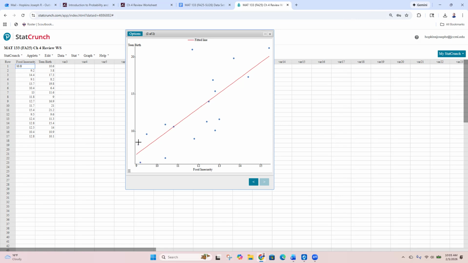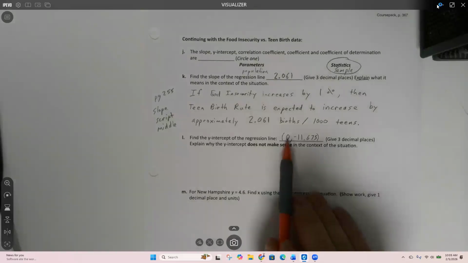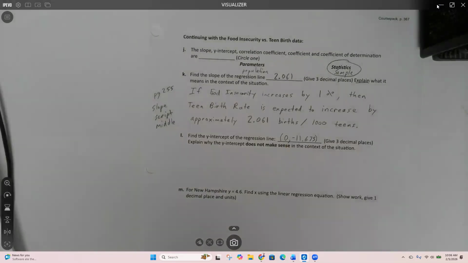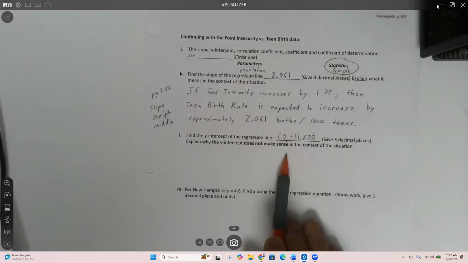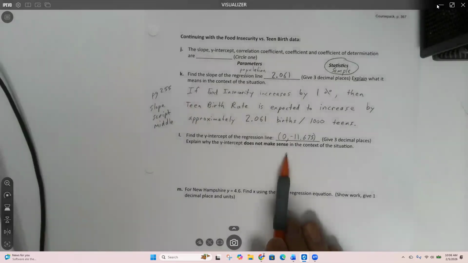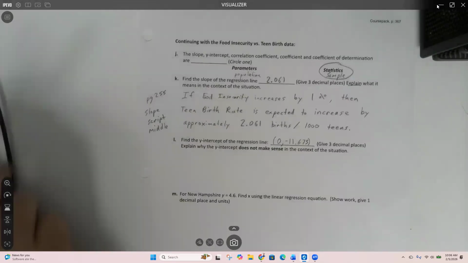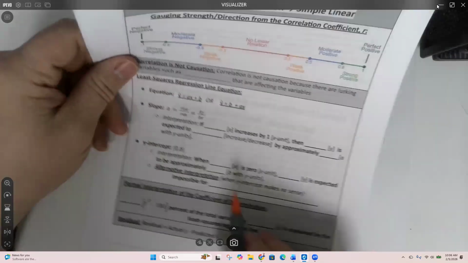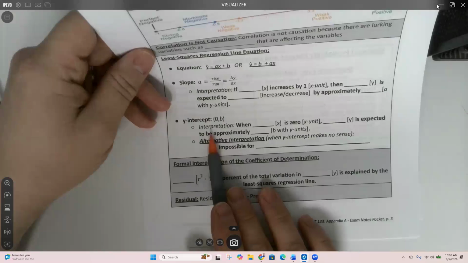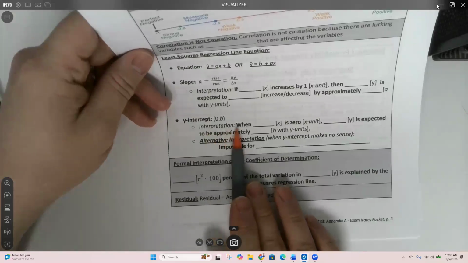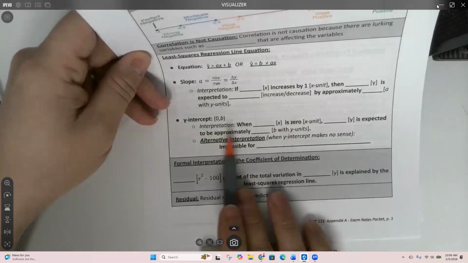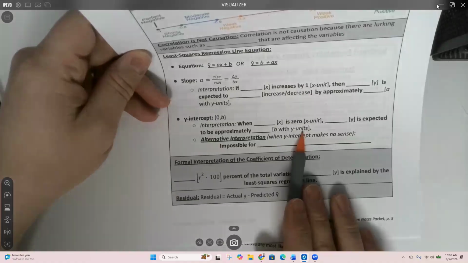So my lowest food insecurity is 9. When we're looking at the y-intercept, we're looking at an x value, food insecurity at 0, which is very far below. So we're looking at extrapolation, and it does not make sense in that case to use your line to predict that. There are two cases on page 255 for the y-intercept. If it does make sense, you can use this script right here. Usually, though, it does not.